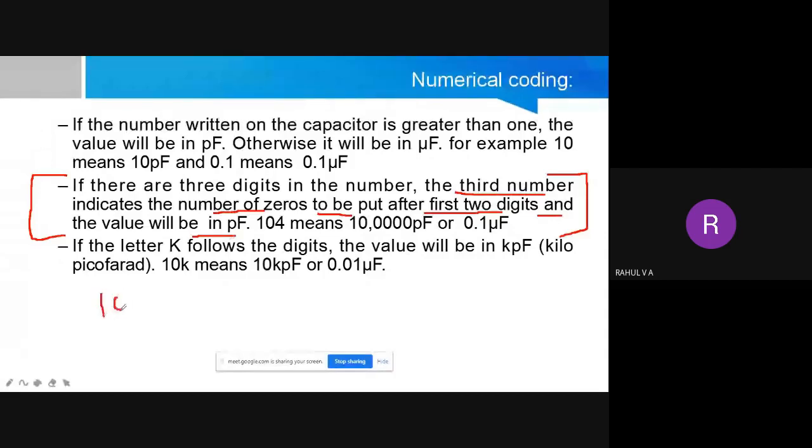As per their rule, the third digit, that is 4, is the number of zeros to be put after the first 2 digits. So I am writing the first 2 digits as they are here, 10. Then I am putting the number of zeros, 4 zeros. And this value is in picofarad.